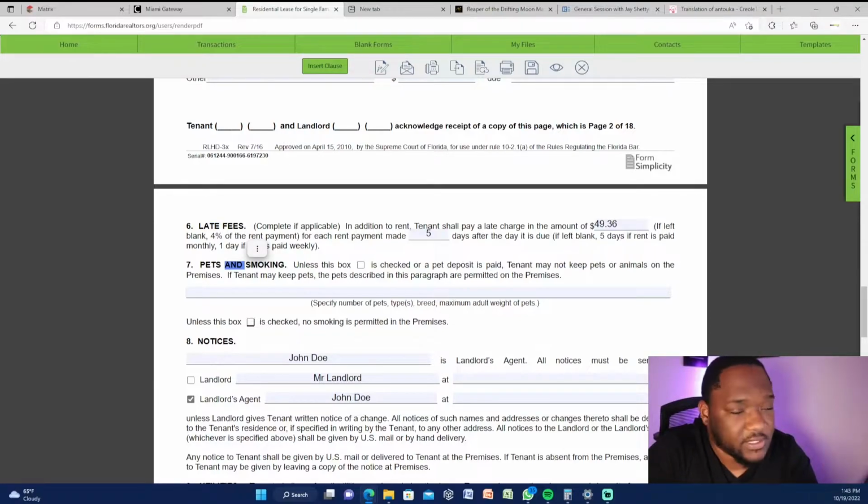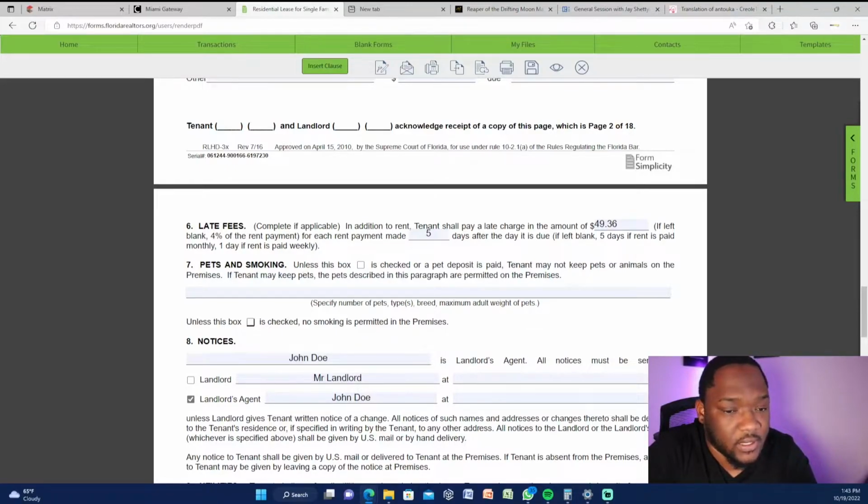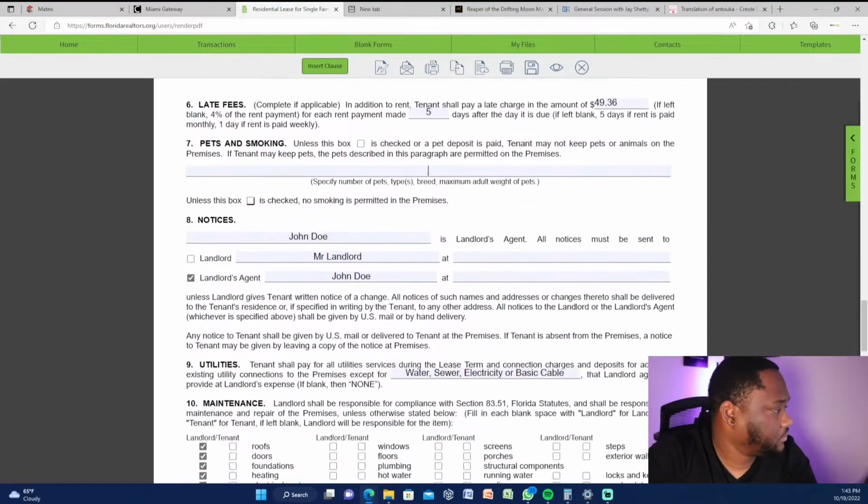Pet and smoking policies. Unless this box is checked or a pet deposit is paid, the tenant may not keep pets or animals on the premises. And in addition, if they do allow them to have animals, make sure you specify the breed, the number of pets, and the maximum weight of the pets in this section.